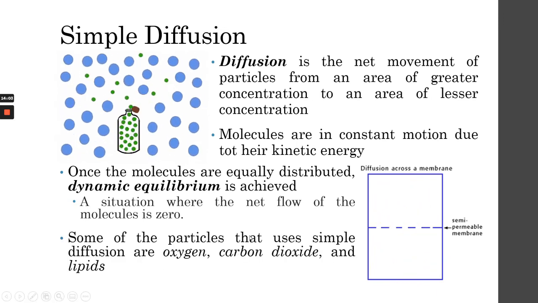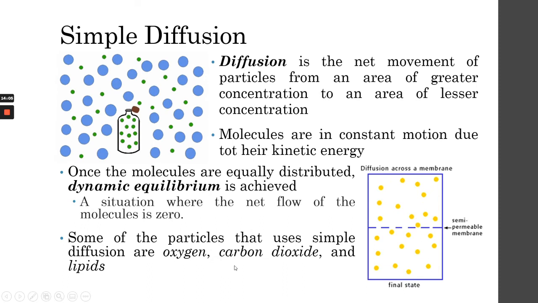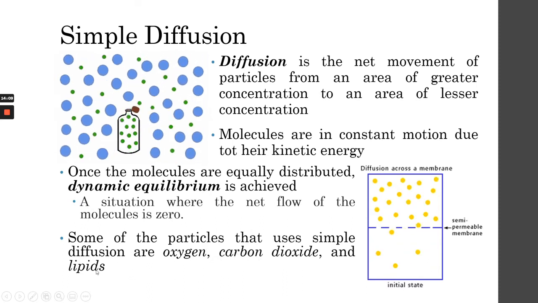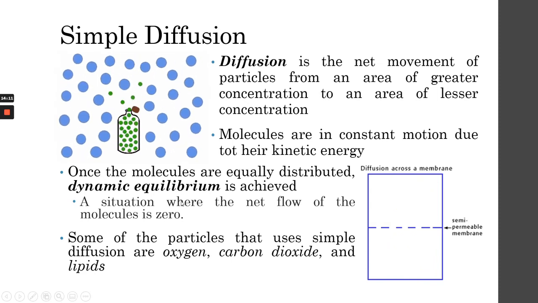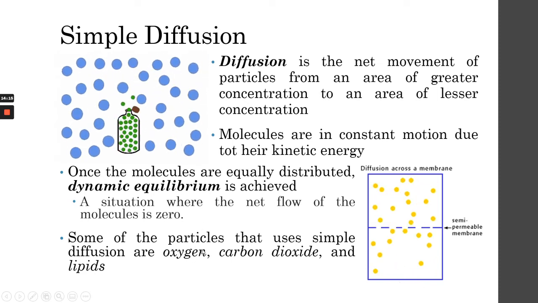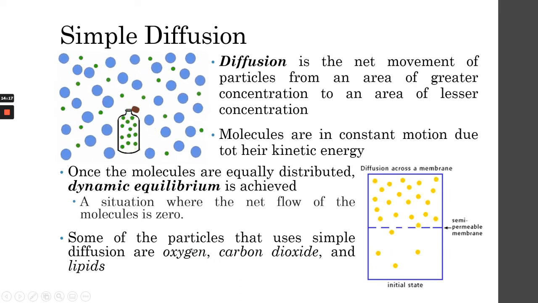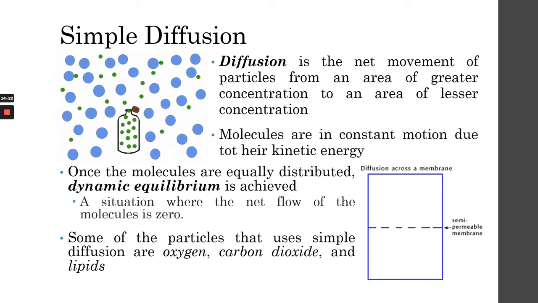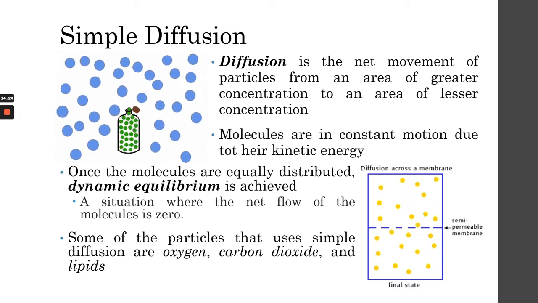Some of the particles that use simple diffusion are oxygen, carbon dioxide, and lipids. So oxygen, carbon dioxide, and lipids can easily pass the semi-permeable membrane. That is because they're not charged and they're not polar. And this is very important because kapag humihinga tayo, we take in oxygen, tama?